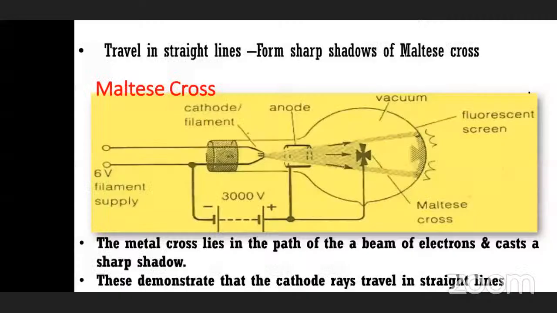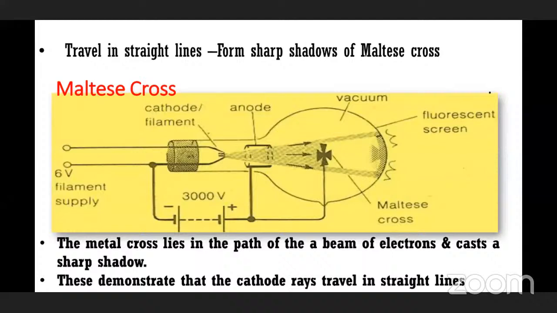Let us see how this shadow is actually formed. You can see at this point, this is the cross. Here we are saying that the cathode rays travel in a straight line. So you can see the shadow is formed at this point. That is the shadow of the Maltese cross.